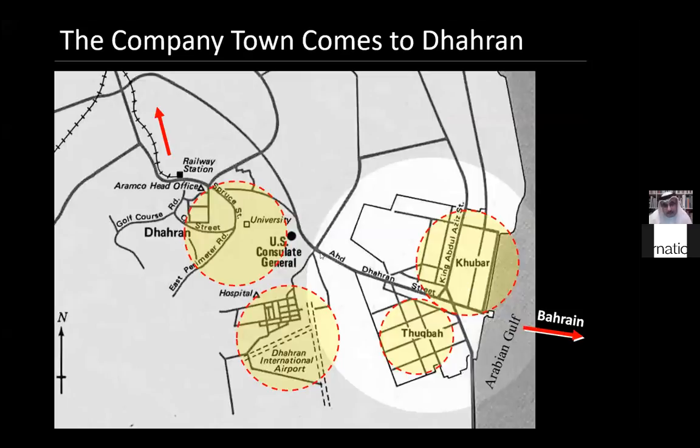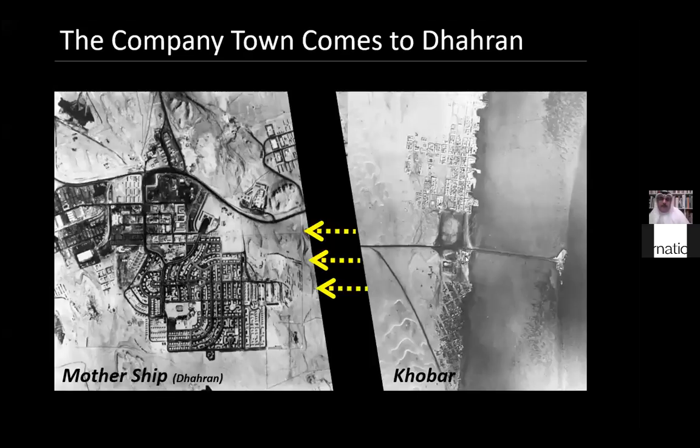So this is the Dahran camp here, and Khobar, and later on, you would see the Dahran International Airport in 1959 or so. The final formula after 1947, the grid was established of Khobar on the banks of the Gulf, but about 15 minutes drive to the west of Khobar, you'd find the mothership of Dahran.